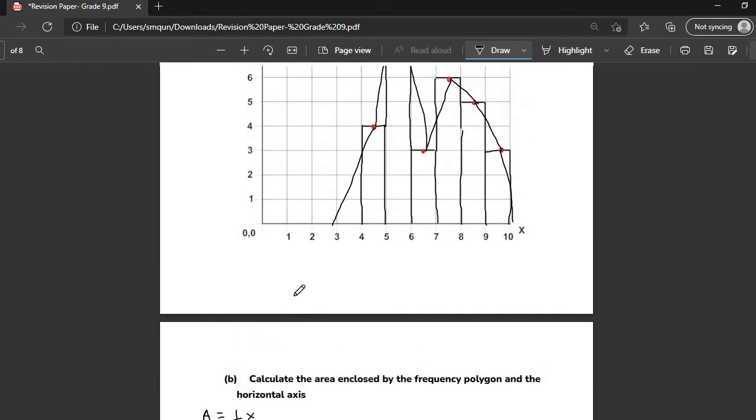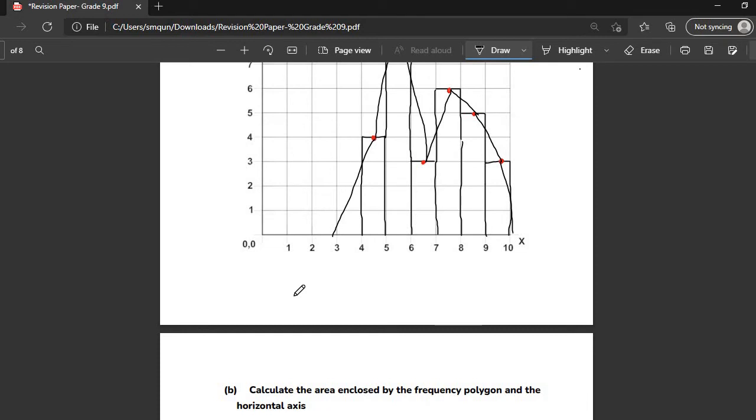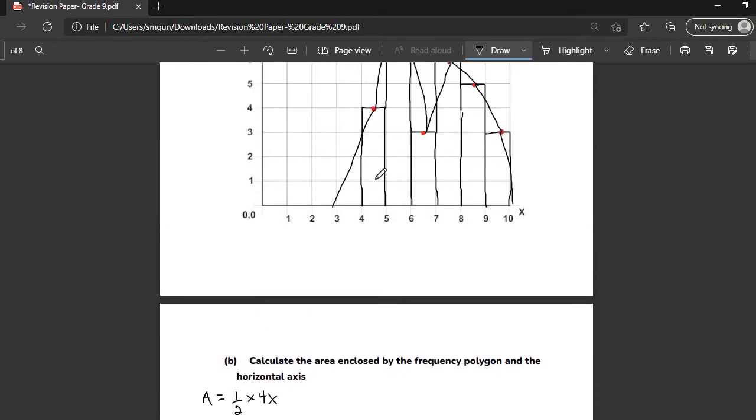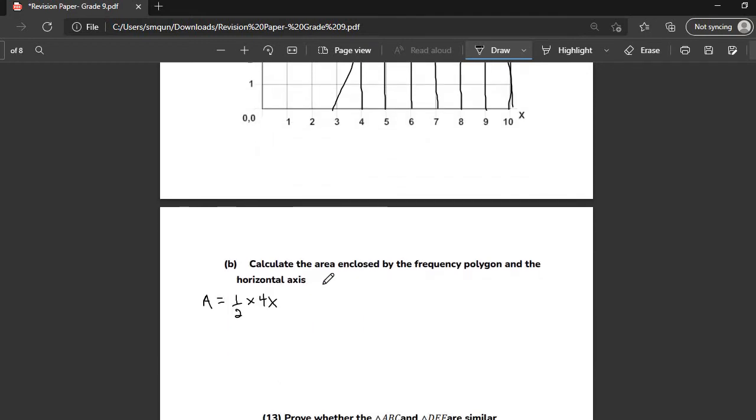The first rectangle would have been at 4. So it's going to be half times 4. That would be the length of the rectangle. Then you're going to multiply that times the width of the rectangle. The width would be 1, so from 4 to 5 would be 1. You're just going to keep doing that until you have done it for all of the rectangles.